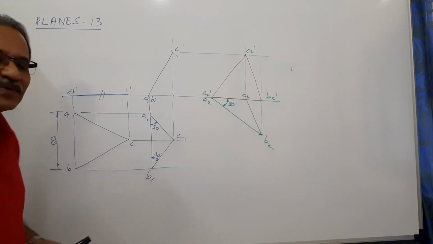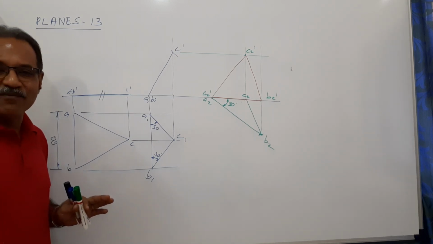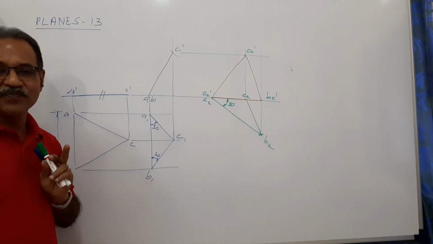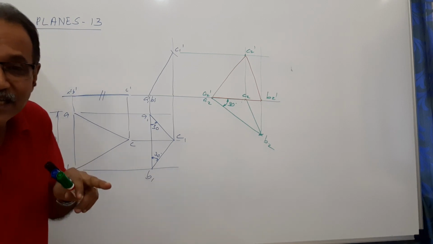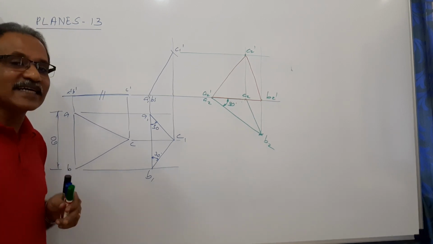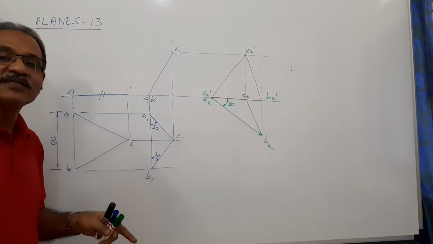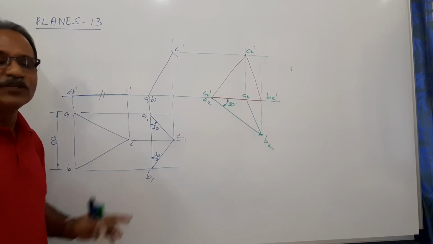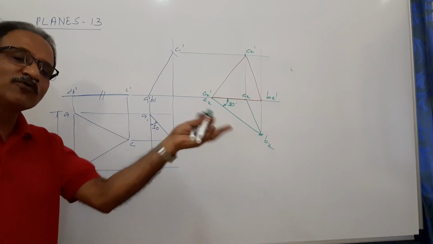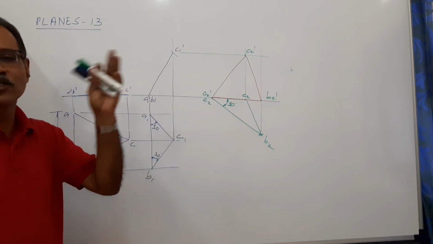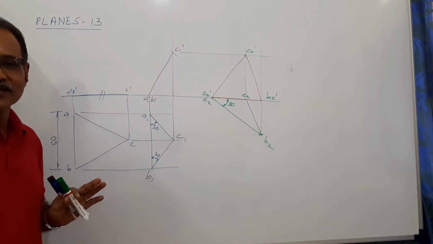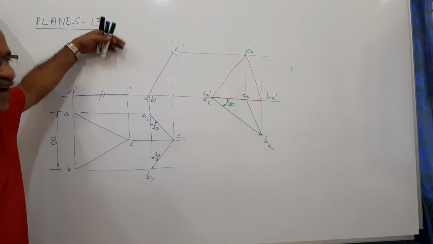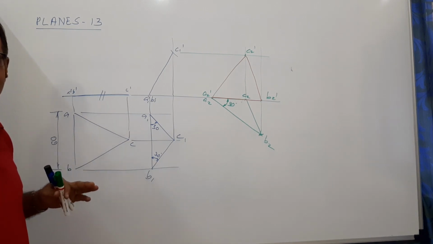How does the question come? An equilateral triangular lamina, 60 mm side, rests on VP on a side AB, which is making 30 degrees to HP in such a way that the side AC is on HP. You change all HPs in the question to VP and all VPs in the question to HP. That's all. Agreed? This becomes above XY line and this becomes below XY line. That's all the difference.